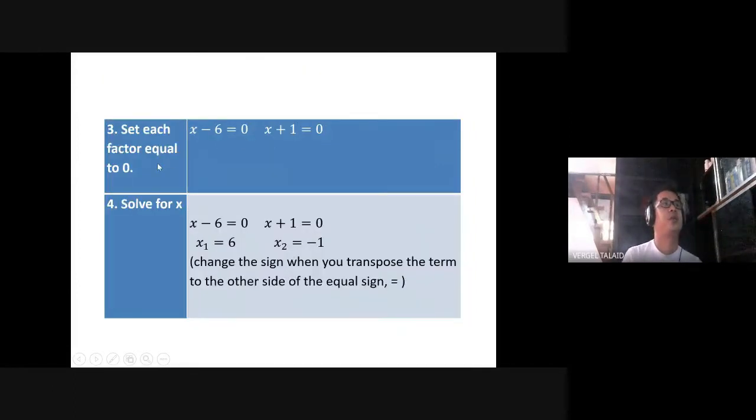Then the third step, you are going to equate x minus 6, the first factor, to 0. X plus 1, the second factor, to 0. Solving for x, we are going to transpose 6 to the right side. So that becomes x sub 1 is equal to positive 6. Then transpose positive 1 to the right side, that is x is negative 1. So therefore, the answers are 6 and negative 1.